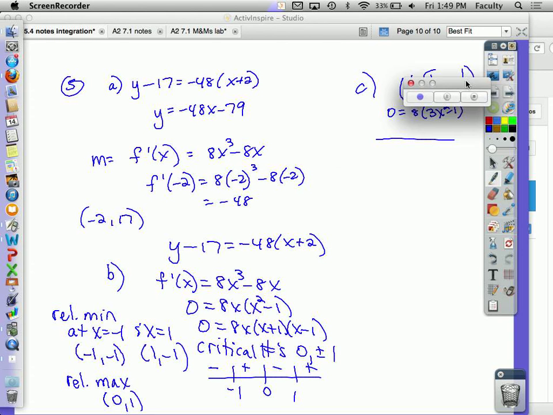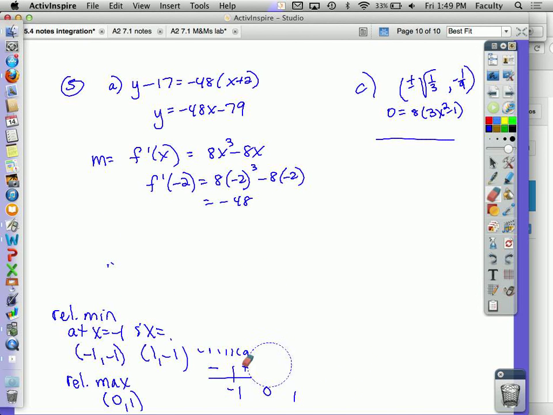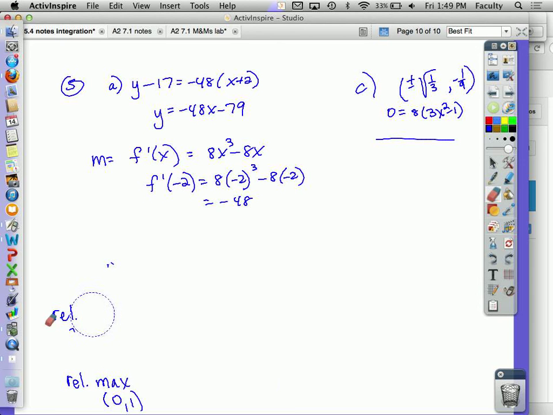All right, guys. We had gotten to number 5, A and B. So I'm picking up with letter C for you. Let me kind of erase some of this so you can see. Okay, I'm up to letter C, which is finding the points of inflection.